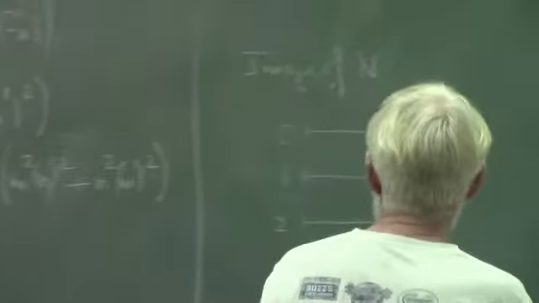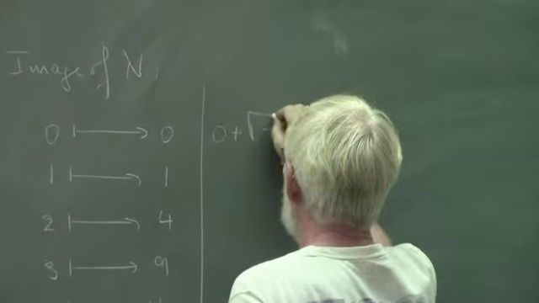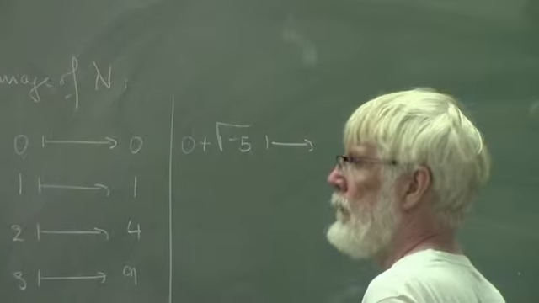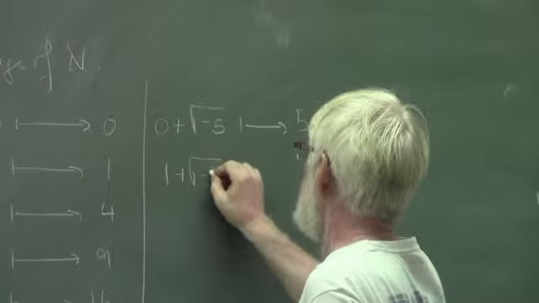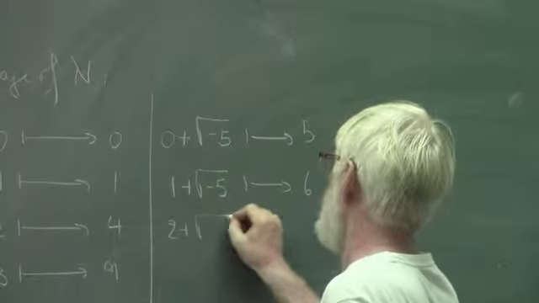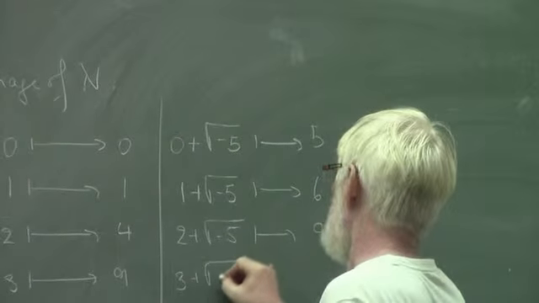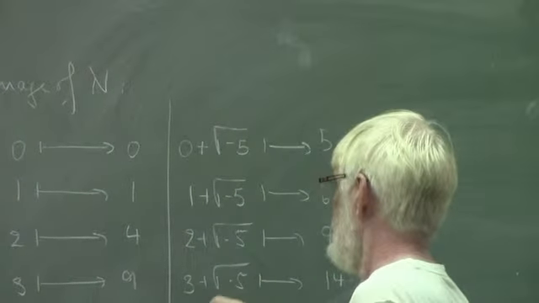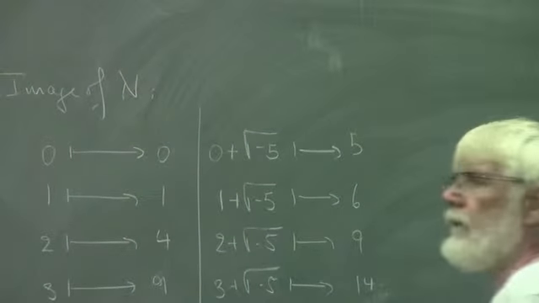If you take 0 plus square root of negative 5, this goes to 5, right? Yep. 1 plus square root of negative 5 goes to 6, right? 2 plus square root of negative 5 goes to 9. Yeah. 3 plus square root of negative 5 goes to 14. 4 plus square root of negative 5 goes to 19, right?